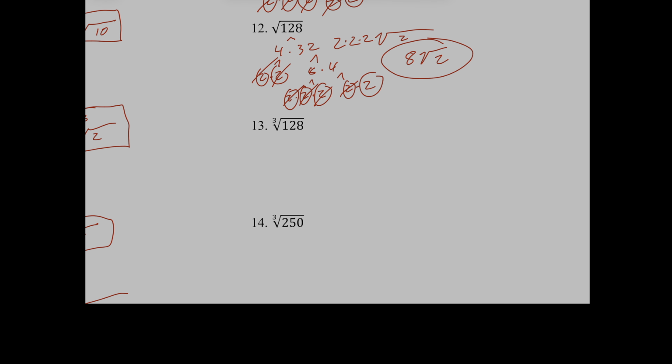Now, I did this by 4 kind of on purpose because I wanted to break it down. But you would also notice that 128, I just want to show you another way. If you broke this down by 2, you would get 2 times 64. What do you know about 64? It's 8 times 8. Do I need to break down the 8s? No, because as soon as you see a pair, you can pull out, and you could have gone straight to 8 root 2 from there. Okay, so I just want to show you that there's other ways to do that.